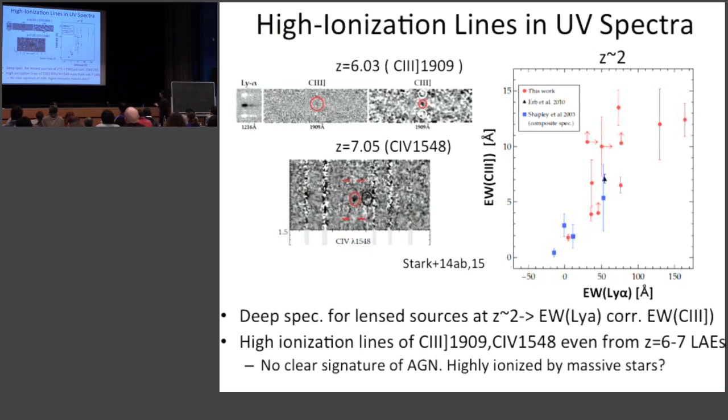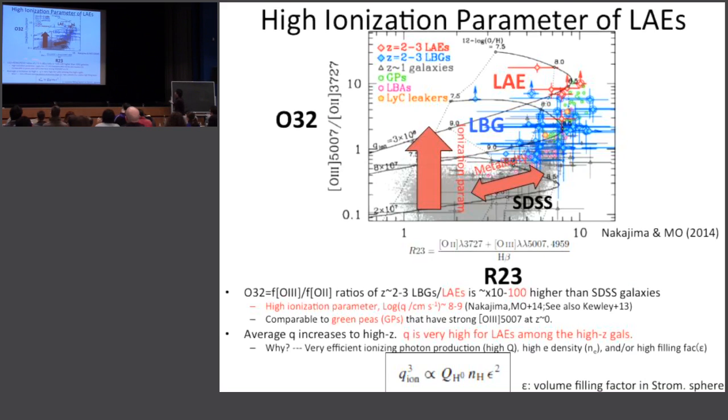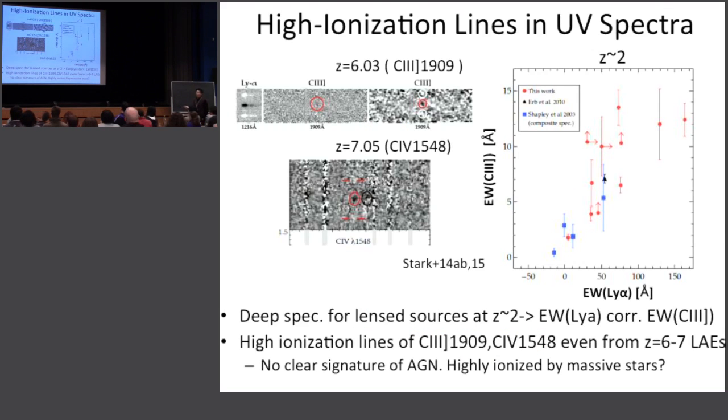And also, such a high ionization thing is found in other strong lines, not oxygen lines, but carbon lines as well. So the right panel shows the recent result of the Keck spectroscopy given by Stark.